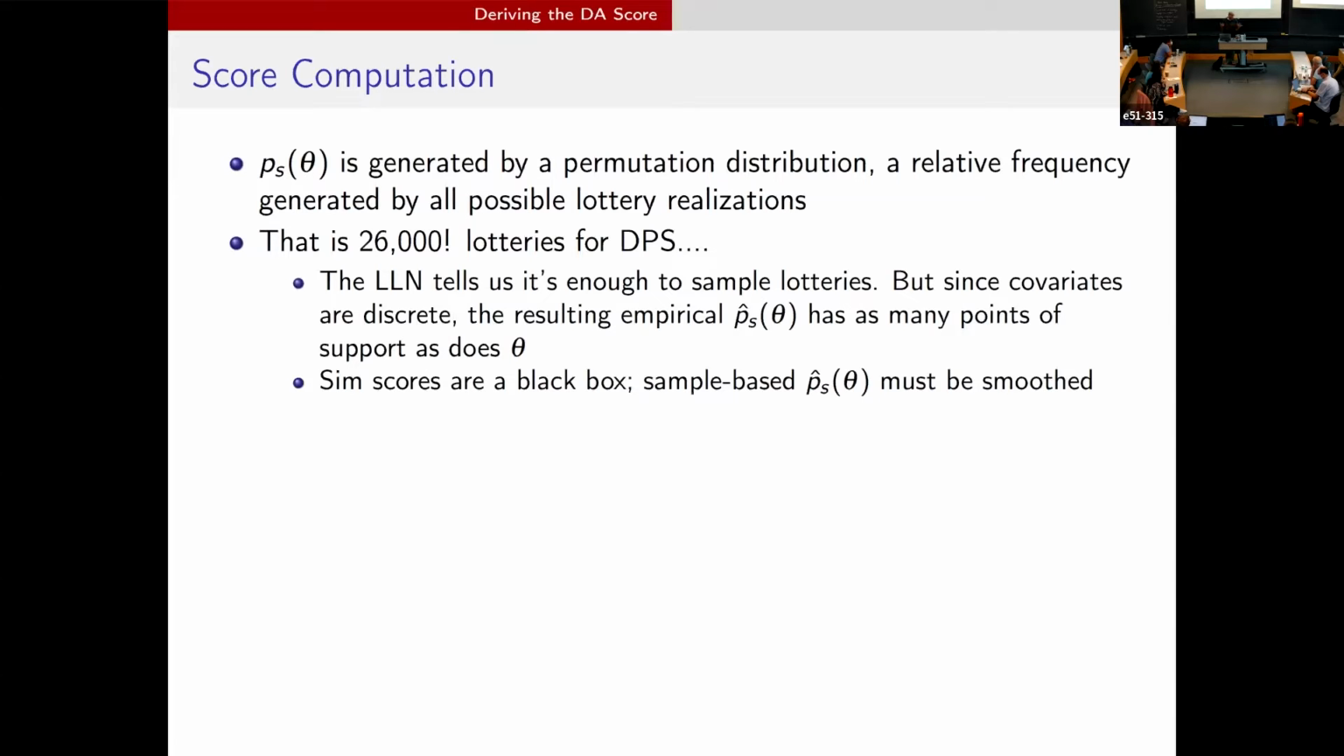And now, of course, you could say, I don't have to draw all 26,000 factorial lotteries. The law of large numbers tells us it's enough just to sample from lotteries. But since the covariates here are discrete, the thetas, the preferences and priorities, the resulting estimated propensity score will have as many points of support as the underlying theta, okay? And now simulation scores are also a black box, okay? So we have to figure out, do we want to smooth this or not?